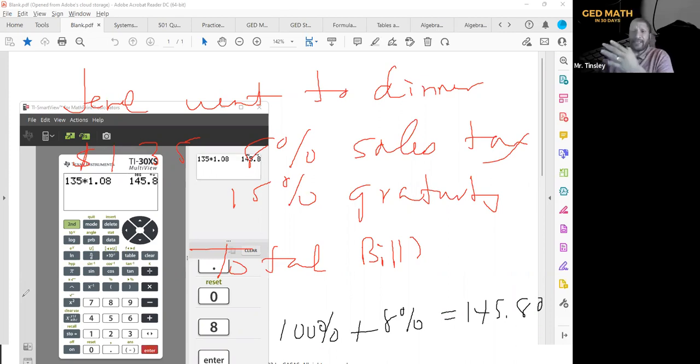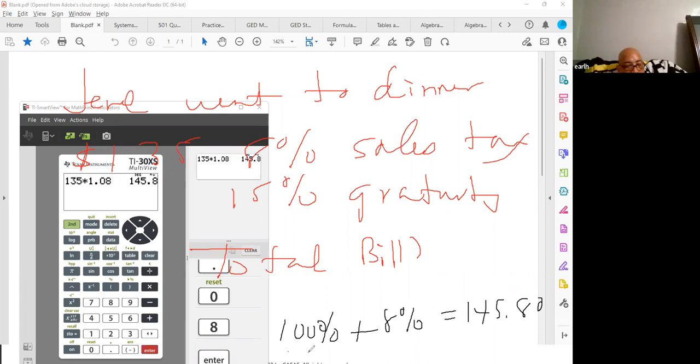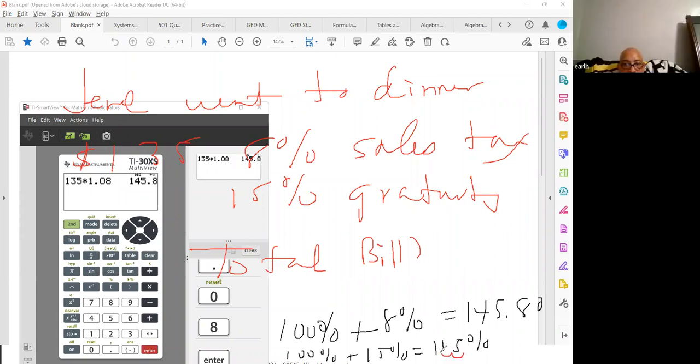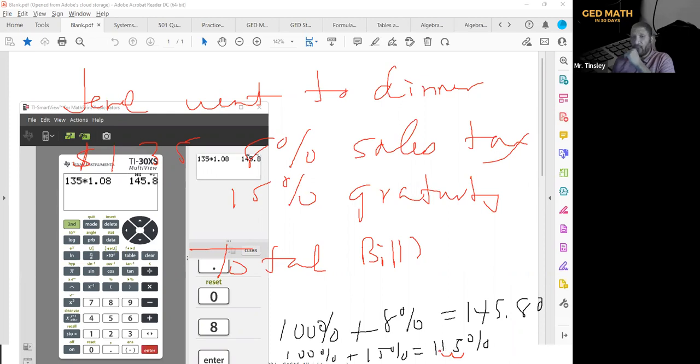Well, now I've got to tip them. Tip is 15%. Is tip added onto your bill or taken away? Add it. So 100% plus 15% is 115%. What is 115% as a decimal? Move it over two spaces. Not 11.5, you've got to move it two places: 1.15. So I'm going to take that 145.8 and multiply it by 1.15. Enter. My total bill, $166.67. I'm done. That's a two-step problem done.